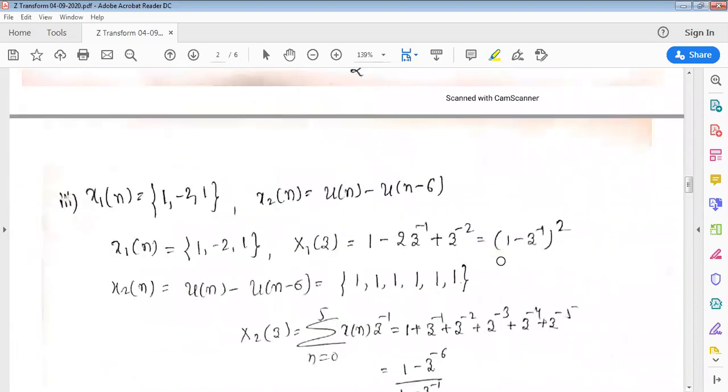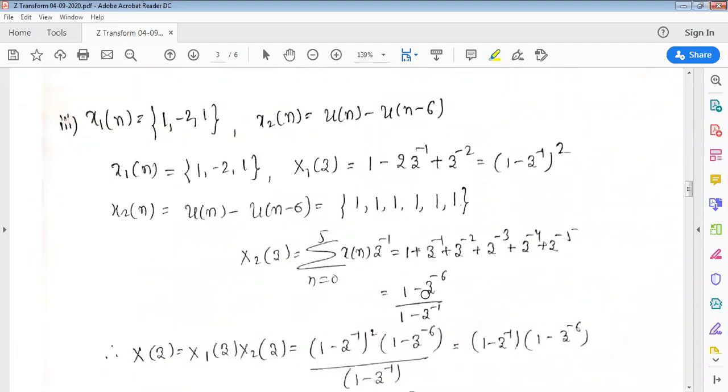Okay, now let us go to this one. Now let us say x1 of n is 1, minus 2, 1 and x2 of n is equal to u of n minus u of n minus 6. Okay, so what is required is the convolution of x1 of n and x2 of n. What happens when you convolve x1 of n and x2 of n by using z transform?